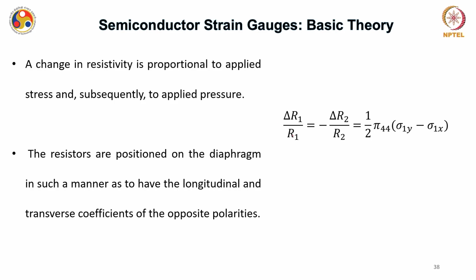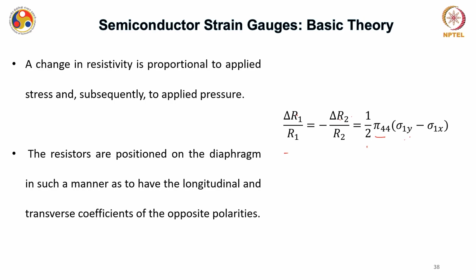So, delta R1 by R1 that initially we have seen is equal to minus delta R2 by R2, which is equal to half of pi 4,4 into (sigma 1y minus sigma 1x). So, if you know these quantities, you can calculate this delta R1 by R1, and once you know this, you can calculate the applied pressures also.